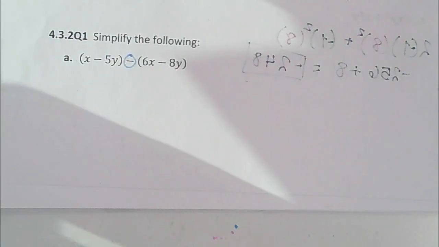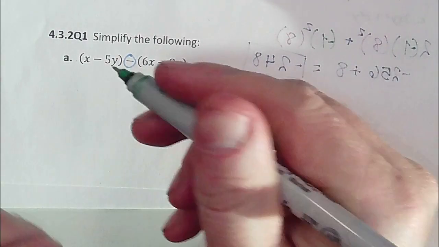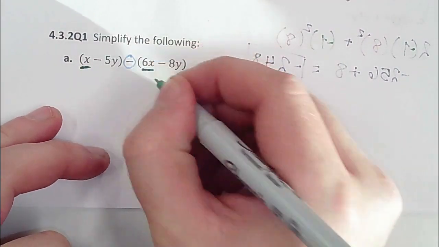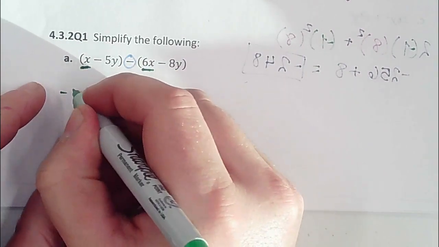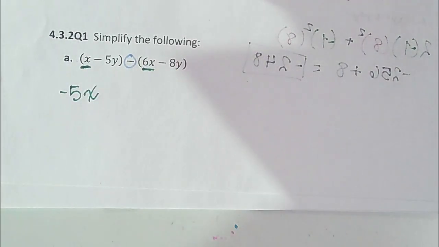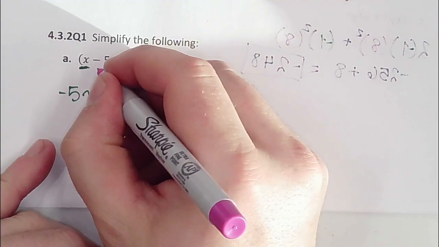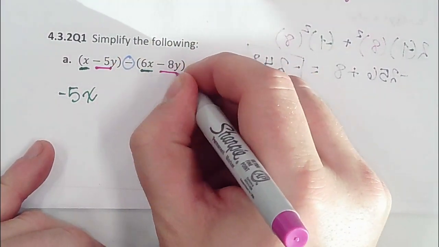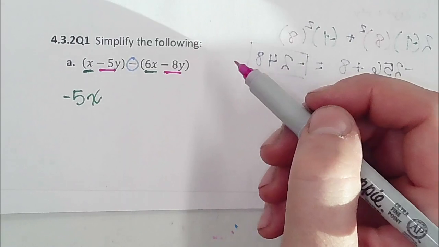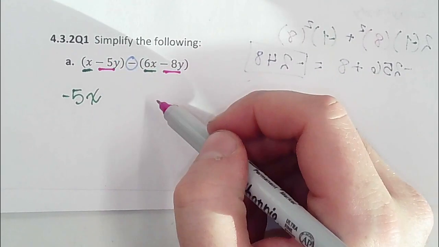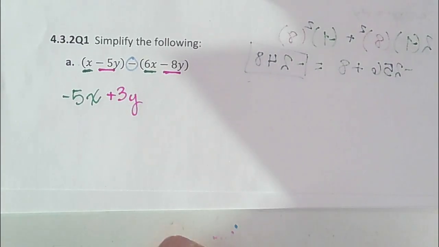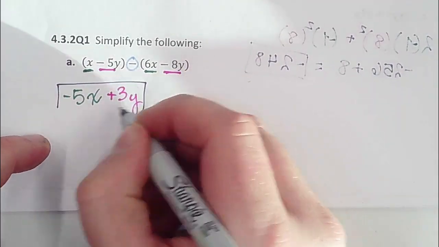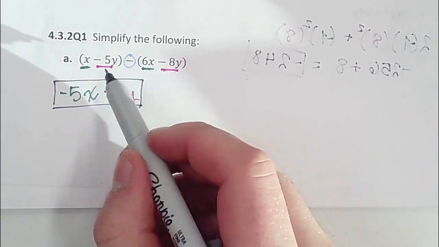So let's combine like terms. Well, I can combine my x's, x and 6x. And if I do that, x minus 6x is negative 5x. Then over here, negative 5y minus negative 8y. Well, if I'm minusing a negative 8y, I'm really adding 8y to this negative 5y. So I'll get a positive 3y. And again, neither of these can be combined, so I can't simplify it any further. There we go. This is the same as all of that.